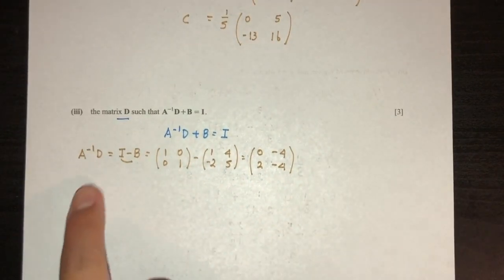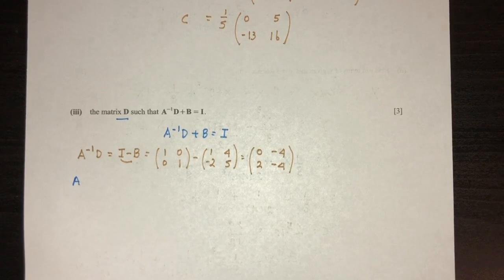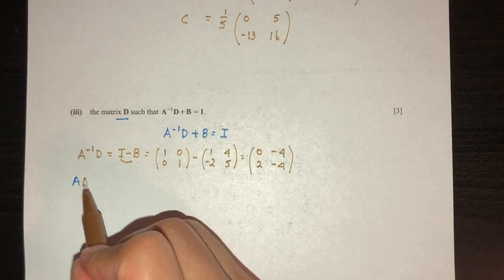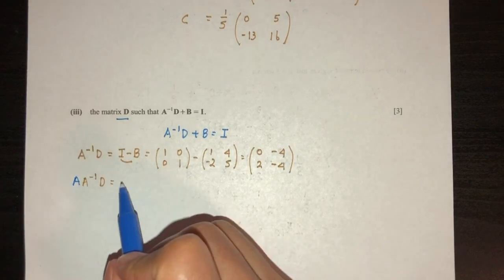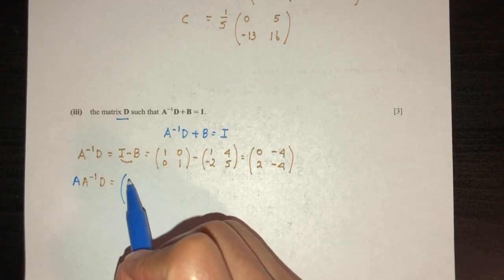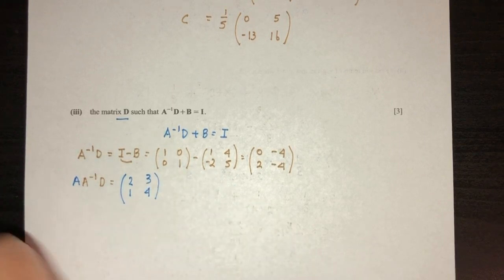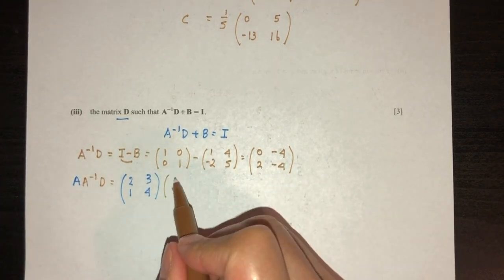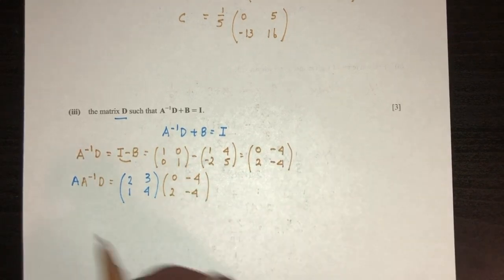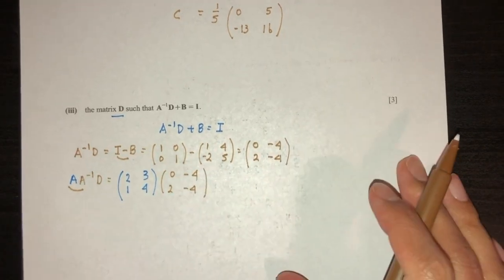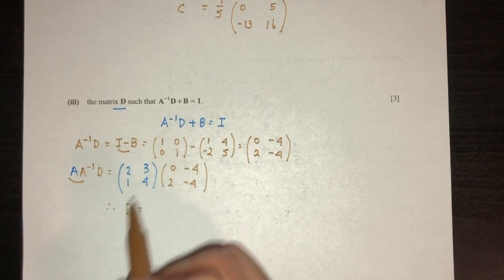Now to eliminate A inverse, we have to multiply by A on this side. That will become A inverse, and then D. Here you will have A as well. A, from your question, is 2, 3, 1, 4 times this matrix, which is 0, 2, minus 4, minus 4. So this one will become I. It will go away. So finally, you will have D is equal to this multiplication.